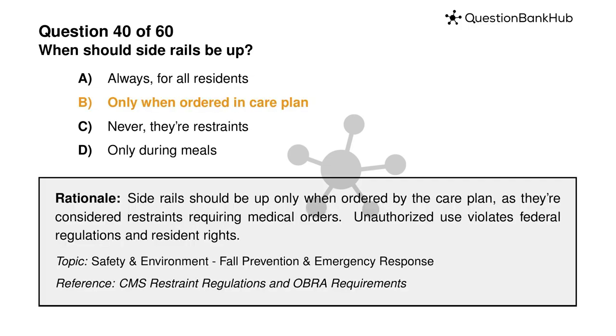The correct answer is B. Only when ordered in care plan. Side rails should be up only when ordered by the care plan, as they're considered restraints requiring medical orders. Unauthorized use violates federal regulations and resident rights.